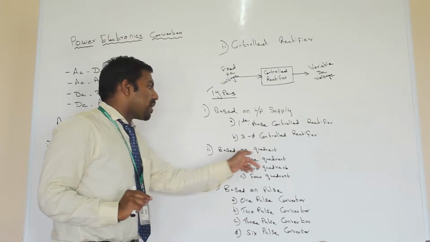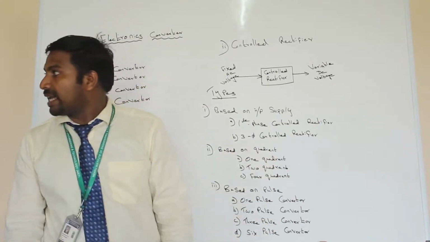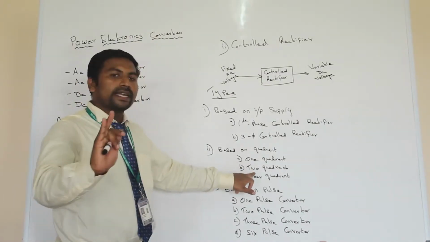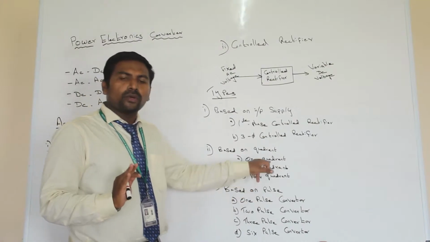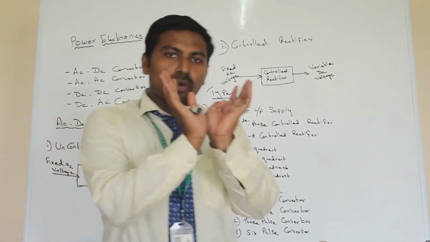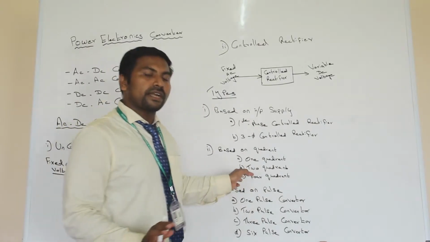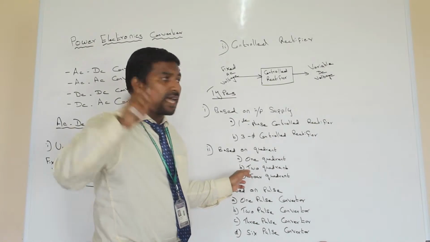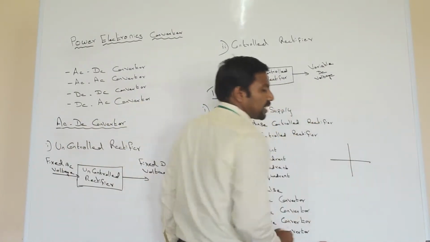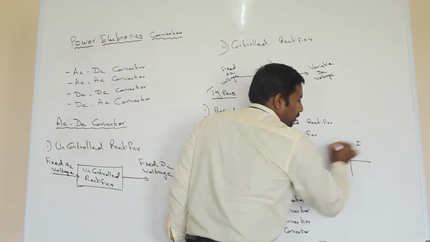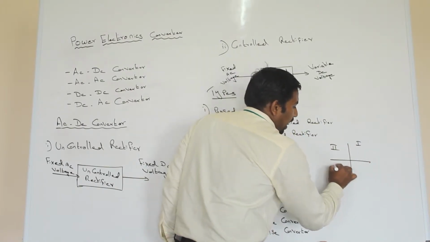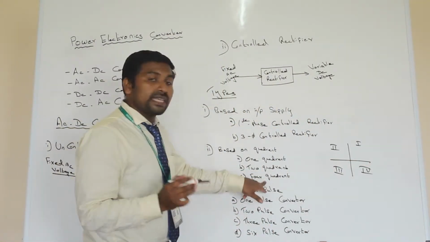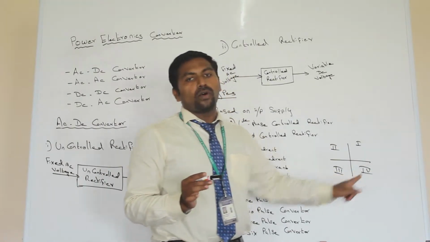Then next, based on quadrant operation, it is again classified into three different types: a one quadrant converter, two quadrant converter and four quadrant converter. One quadrant converter means a device that operates in only one quadrant. Two quadrant converter means a device operating in two quadrants. Totally there are four quadrants: first, second, third and fourth quadrant. Okay. A four quadrant converter will be operating in all those four quadrants.